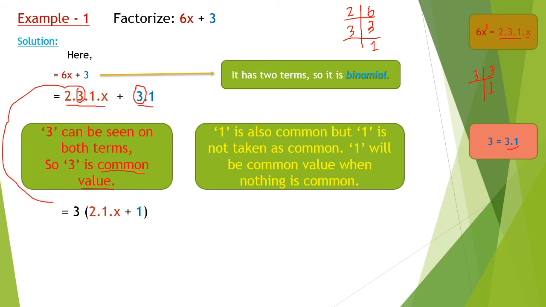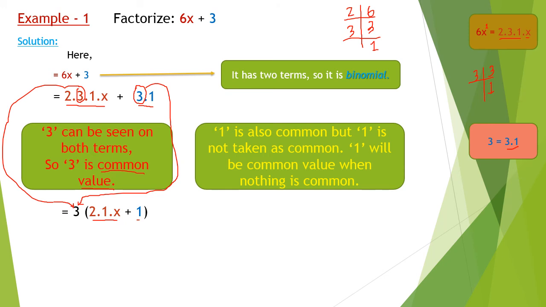You can see 3 is here, it's outside of the term, and this 3 will also be outside. Now inside the bracket, these values are the remaining value after 3, isn't it? You can easily see 3 is outside, then 2, 1 and x. And here what happens? 3 is outside, then only 1 is inside.